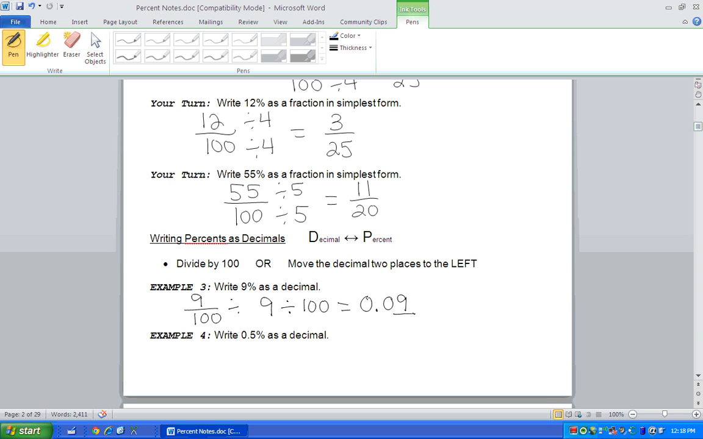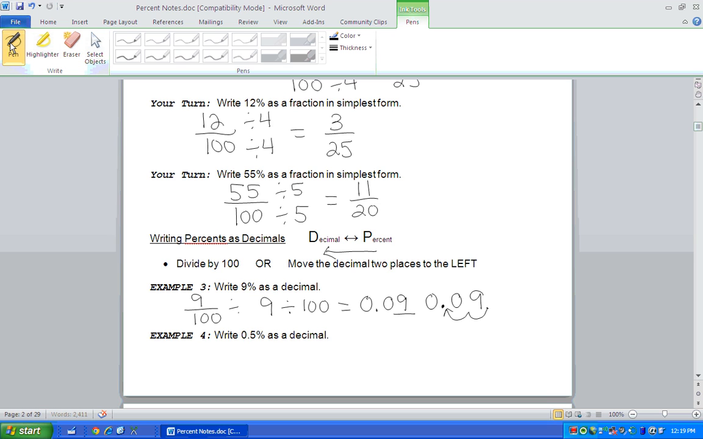Now there is a trick. If we're taking a percent and converting it to a decimal, we would move the decimal 2 places to the left. So for 9%, the decimal would be behind the 9, and we would move it over, tenths, hundredths, 2 places to the left, and we would get 9 hundredths or 0.09. Now here you would erase your percent symbol because it's no longer a percent. It's now a decimal.